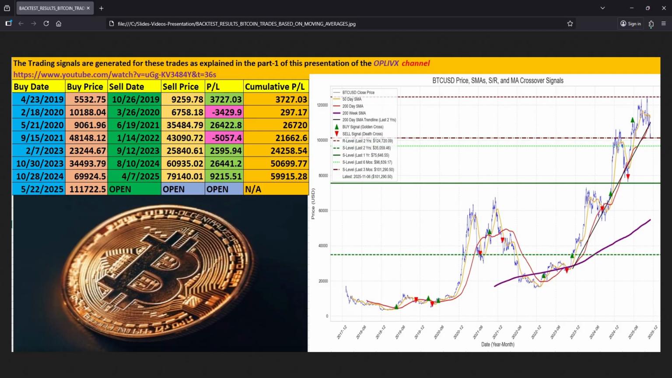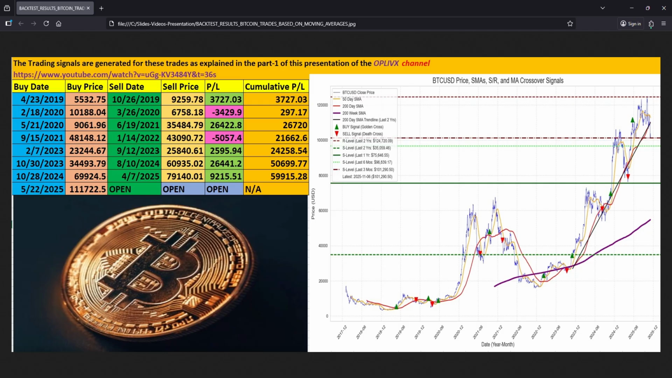This second part, as I said, is a sequel to the first part where we explained those moving averages and how we can use those signals to trade. And in this program, we show the backtest results of a quant trading program that implements a trading strategy based on the moving averages as explained in the first part of the video.